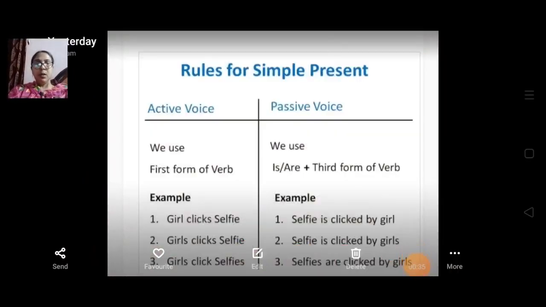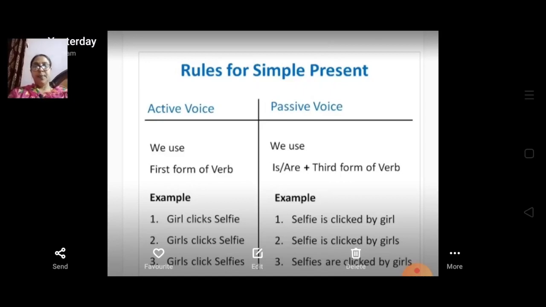Now, rules for simple present tense. How to make active to passive voice in simple present tense. We use the first form of the verb in the active voice, and in the passive voice, is, are and am will be there with the third form of the verb. So, this is the rule to make active to passive voice in simple present tense.